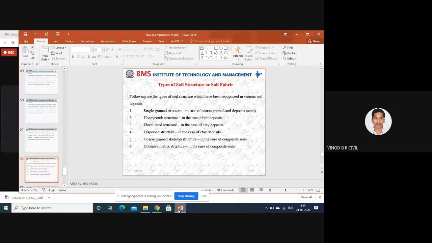And the next one is honeycomb structure. Especially, honeycomb structures you can expect in a silt deposit. Where silt deposits are there, you can expect small voids. A good example is, I think all of you saw the Magadheera movie.